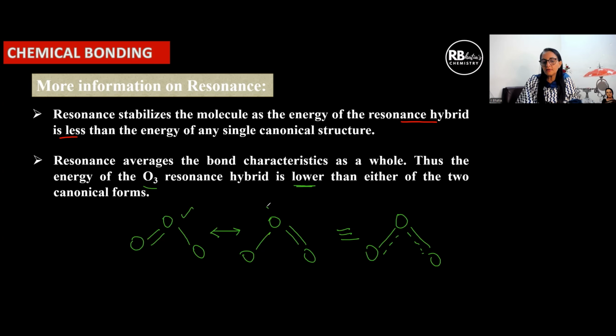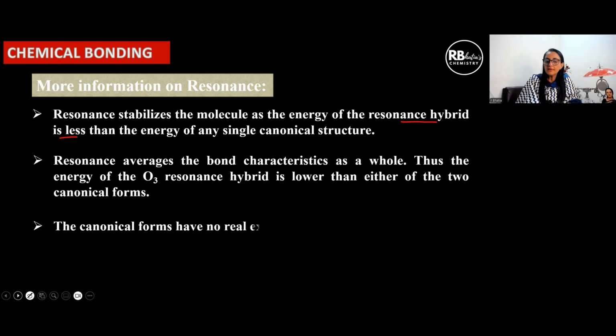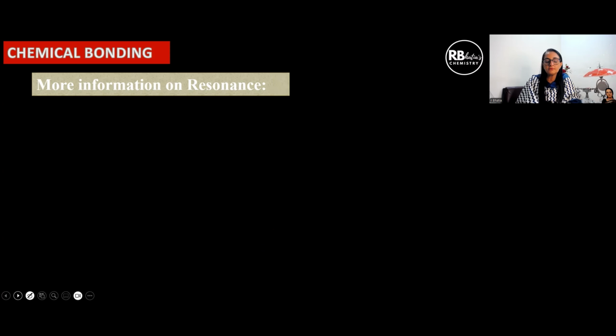And these structures are the hypothetical structures, whereas resonance hybrid is the real structure. This is the real experimental molecule. But this does not have a well-defined molecular structure. It can be explained only by drawing these two different structures. Okay, now the canonical forms have no real existence. The resonance hybrid is the real molecule.